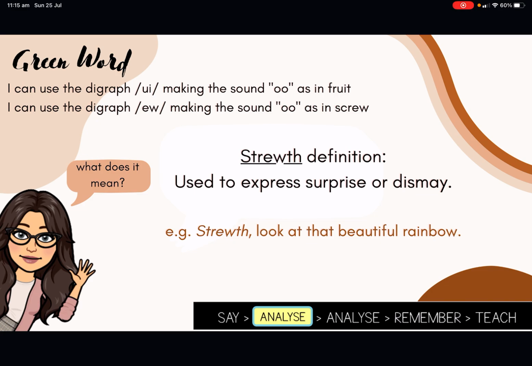Now, struth is a word that we don't hear a lot of, and it's not a very common word, but I know that there are still people that do use the word struth quite regularly, and so maybe perhaps the next time you hear it, you will know that it's a way of expressing surprise or dismay.